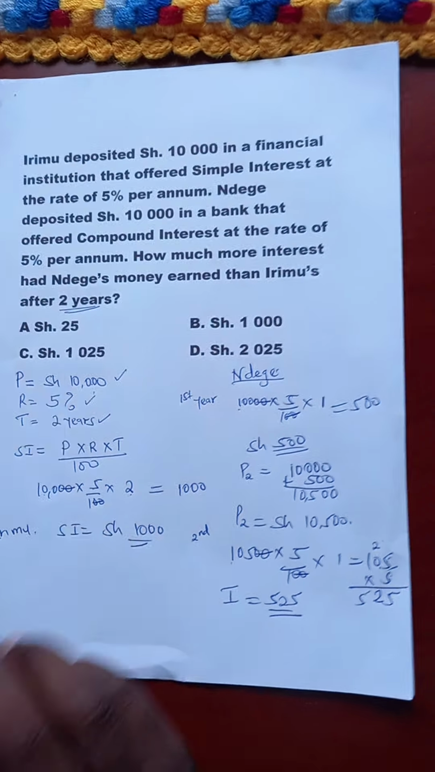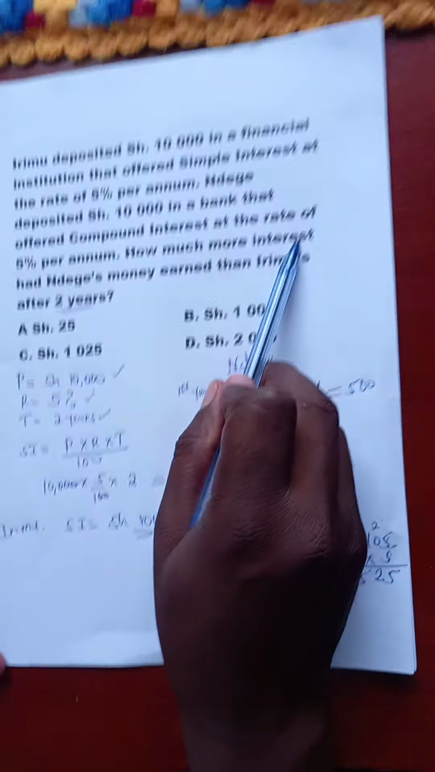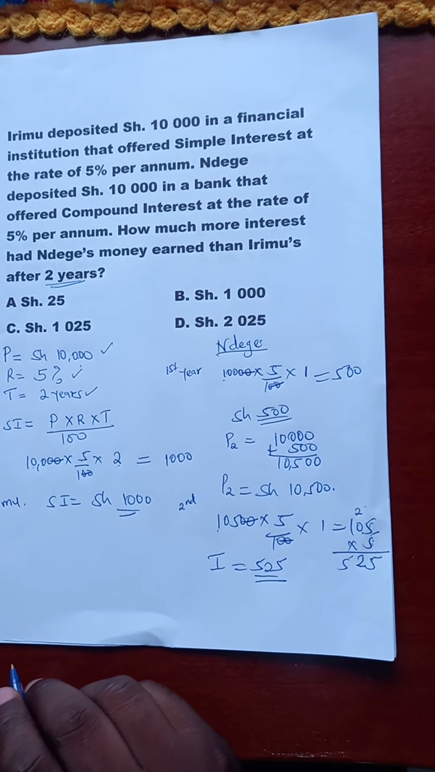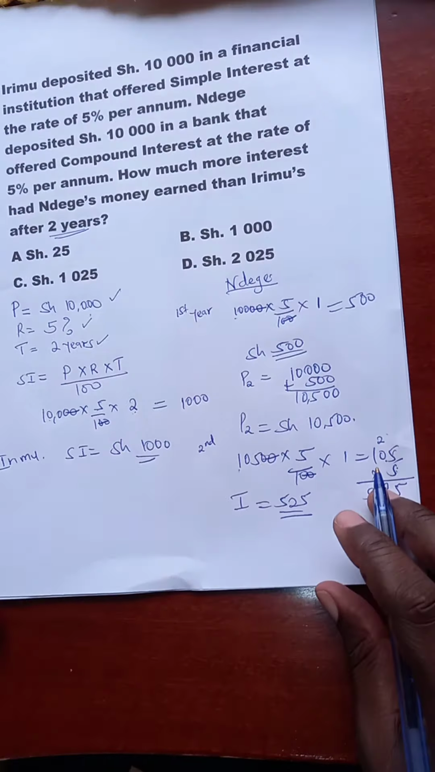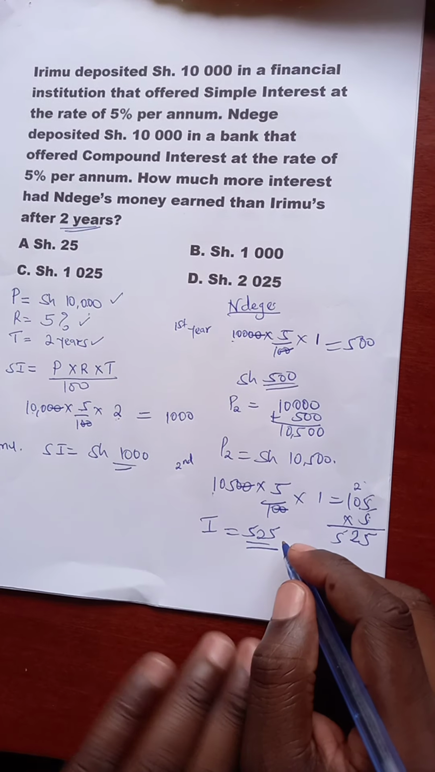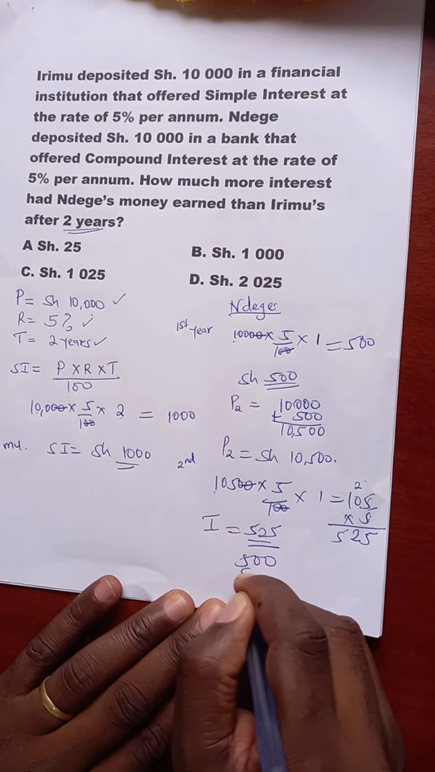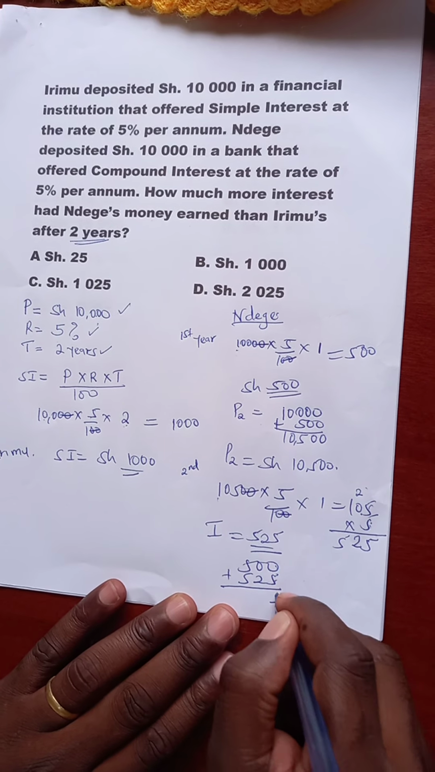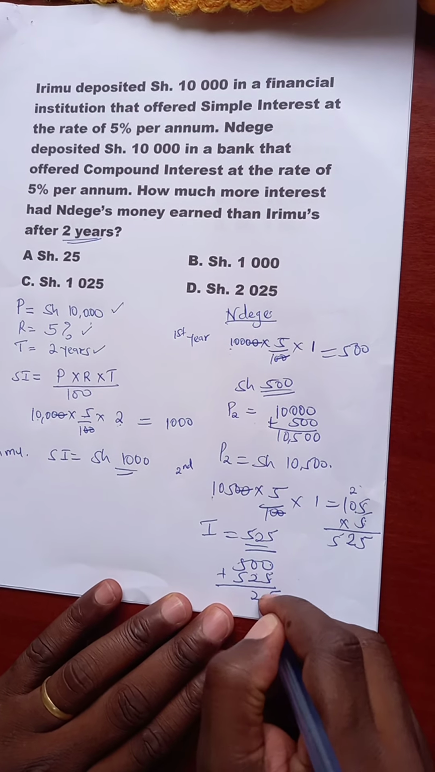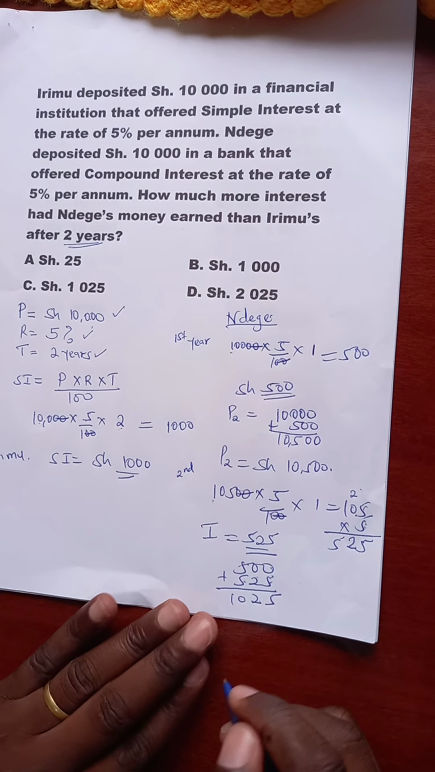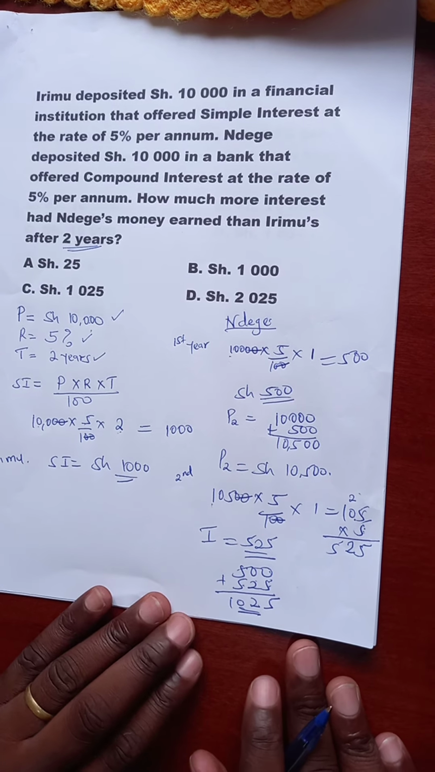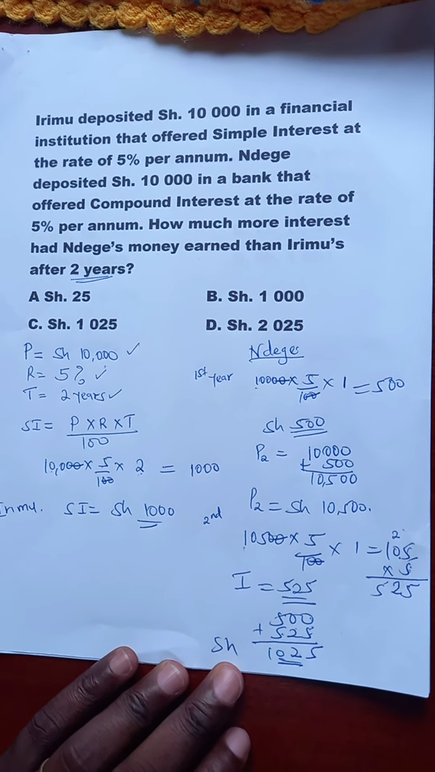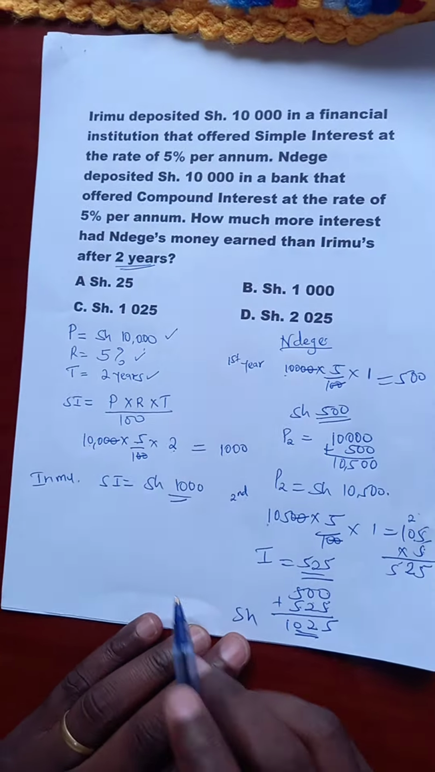What is the question asking? How much more interest had Dege's money earned than Ilimo's after 2 years? Let us get the interest for the 2 years for Dege. It will be 500 plus 525. 0 plus 5, 5. 0 plus 2, 2. 5 plus 5, 10. So the interest was shillings 1,025. The question is asking, how much more?